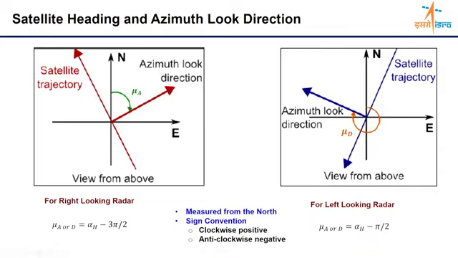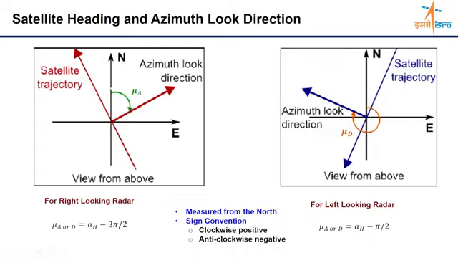Perpendicular of this one is called the azimuth look direction, because this is right looking radar. So the angle from the north direction, this is called the azimuth look direction. Okay, if you are measuring the angle clockwise direction, then it is called basically the positive angle. If this angle you are measuring anti-clockwise, then you can assume as a negative angle. Okay, so here you can see this is ascending configuration.